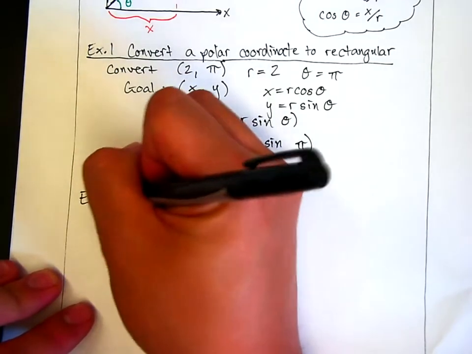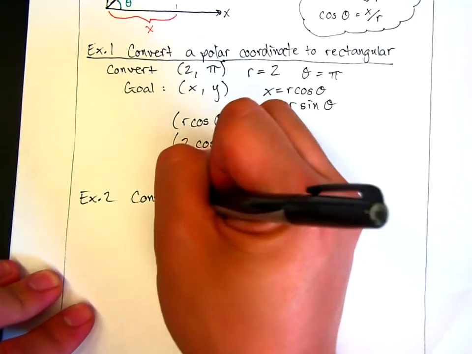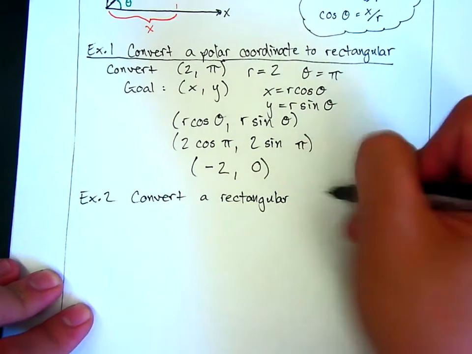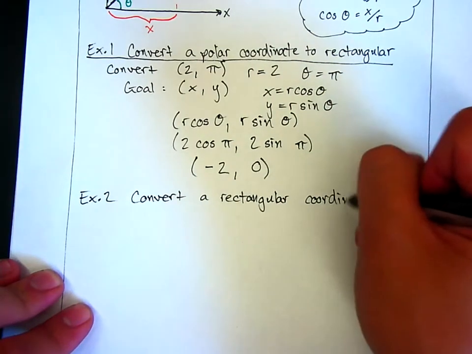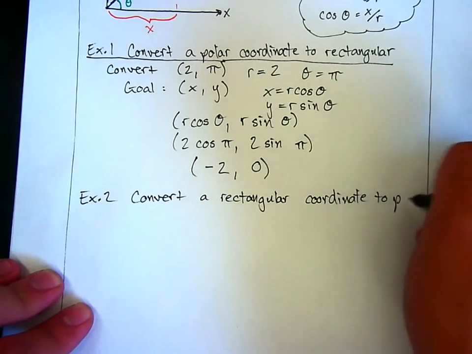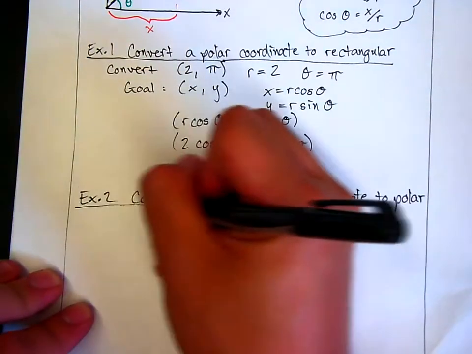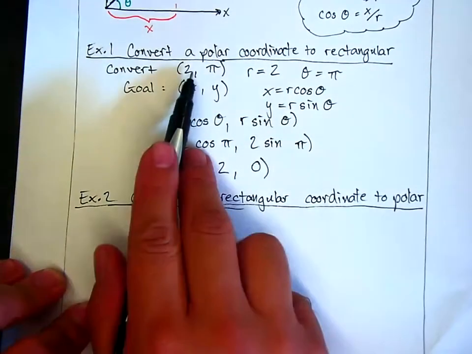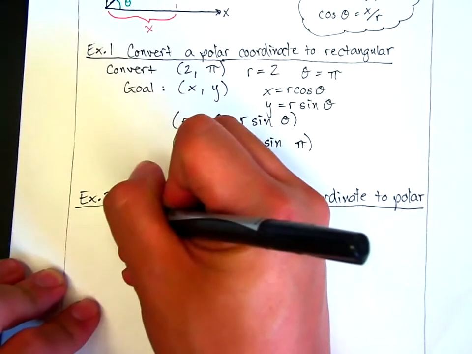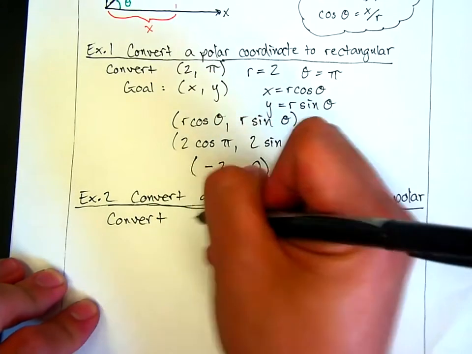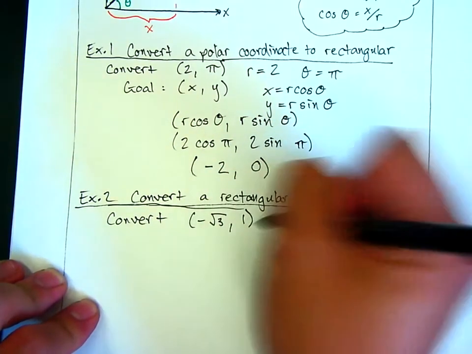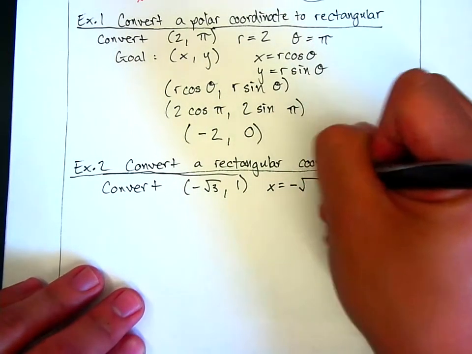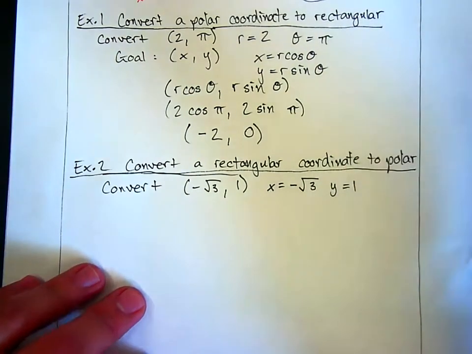Let's go ahead and convert in the reverse direction. So convert a rectangular coordinate to polar. In this one, I'm going to be converting something that looks like this guy, -2, 0, into something that looks like 2, pi. Here I'm going to convert -3, 1. Once again, I'm going to organize my information. Here I have x is equal to -3, y is equal to 1.